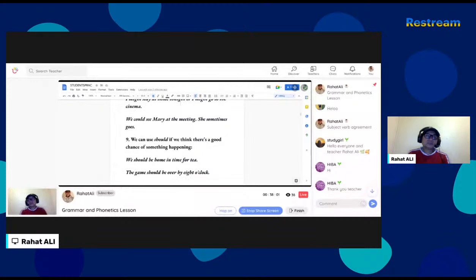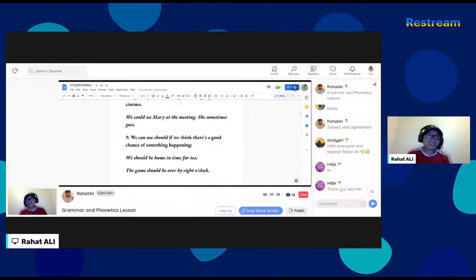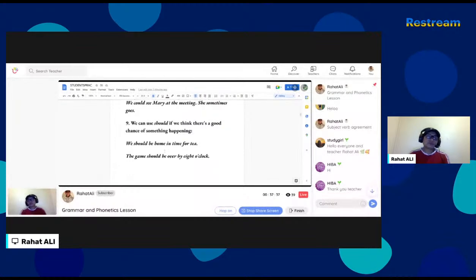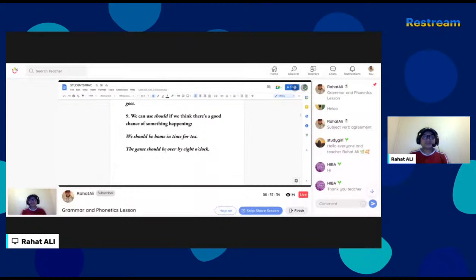Number 9. We use should if we think there is a good chance of something happening. So that's in the future as well, remember. We can use should if you think there is a good chance of something happening in the future. For instance, we should be home in time for tea. The game should be over by 8 o'clock.